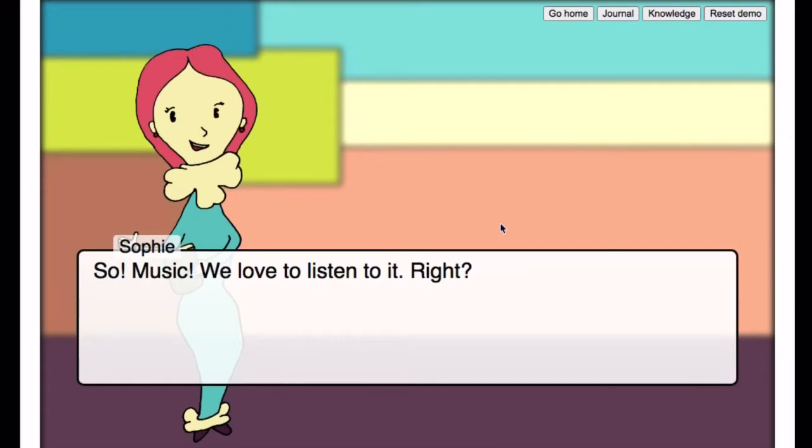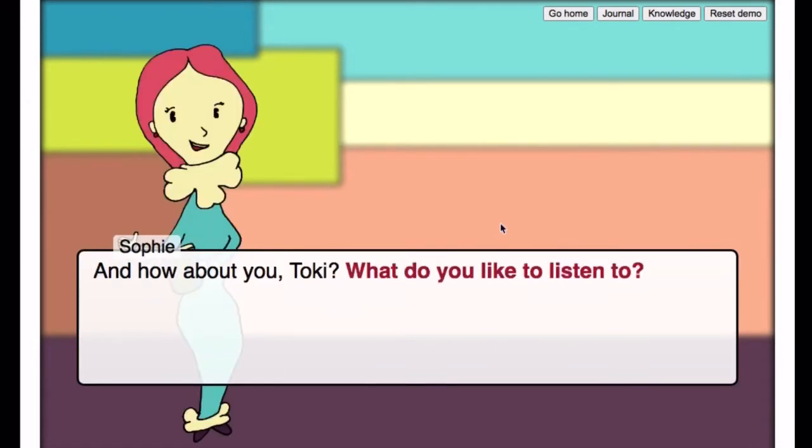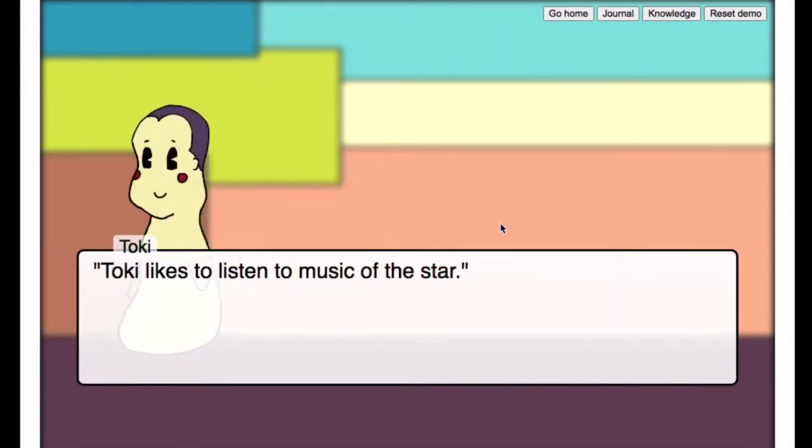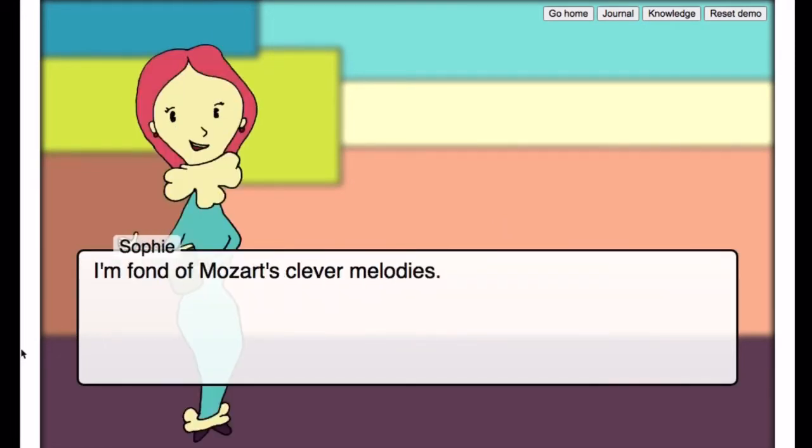So, music. We love to listen to it, right? What do you like to listen to, Camilo? Me? I don't know. The Beatles? And how about you, Toki? What do you like to listen to? Toki likes to listen to music of the star. Miziano, what do you listen to? I like many kinds of music. I'm fond of Mozart's clever melodies, Vivaldi's range of emotions. I like contemporary music too.